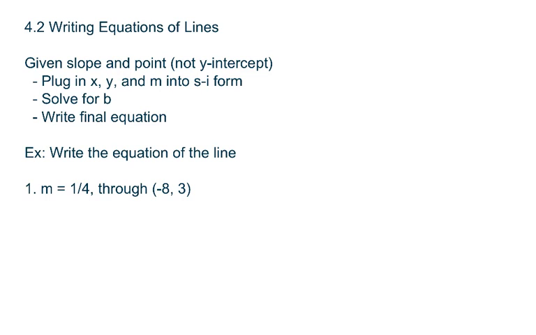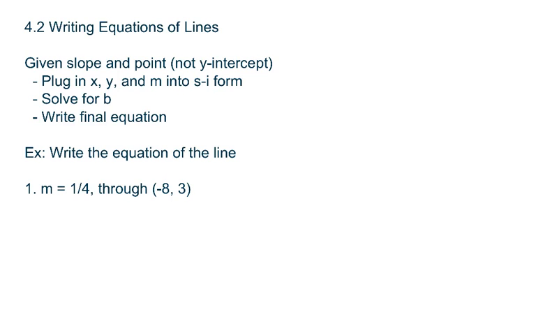Section 4.2, writing equations of lines. It's not the actual title of section 4.2. This is kind of my own section. 4.2 in the textbook is about point slope form, and I'm not a big fan of point slope form. I don't think it's very necessary. So we're going to skip point slope form and work a different angle to accomplish the same thing.